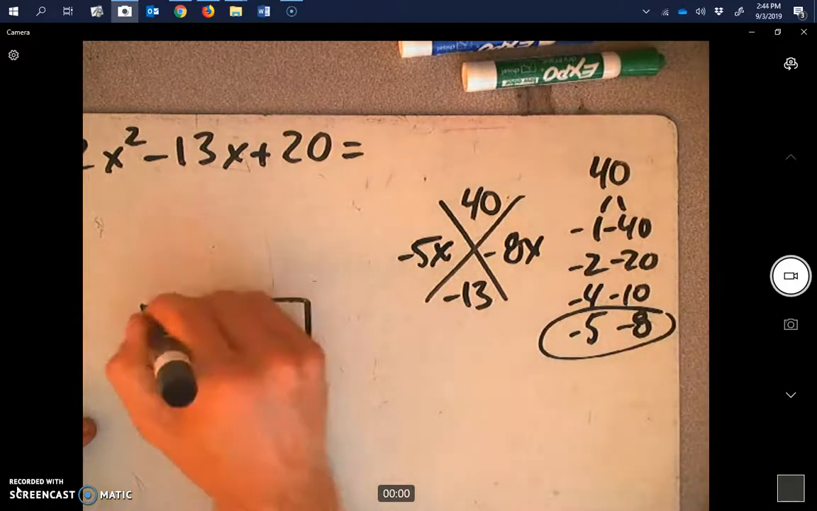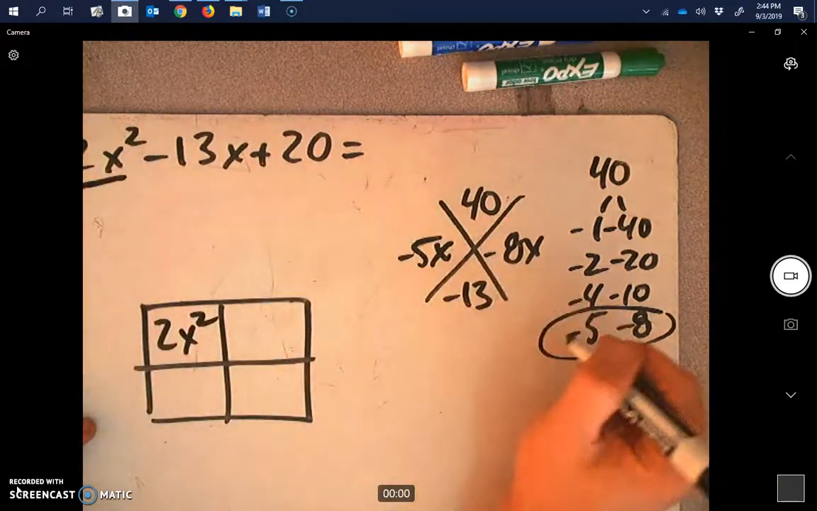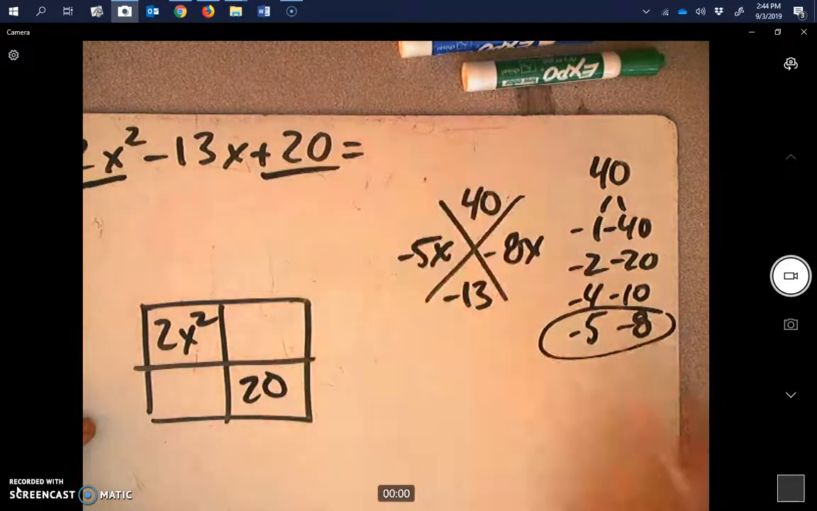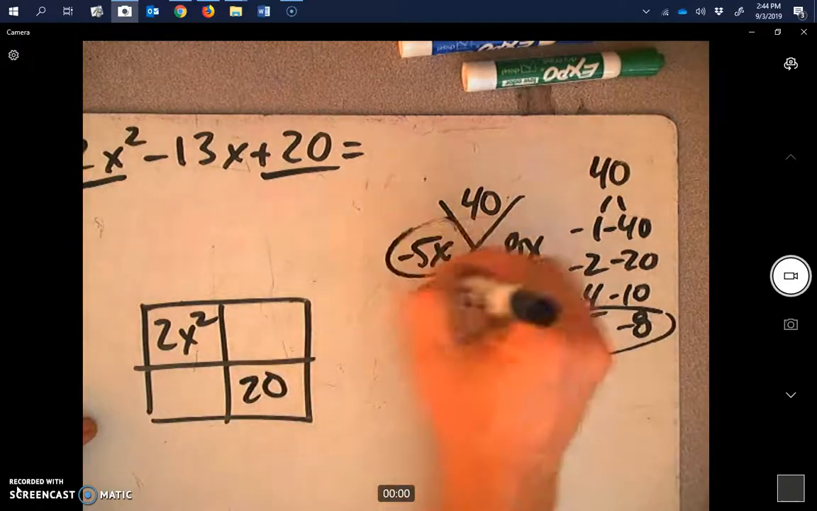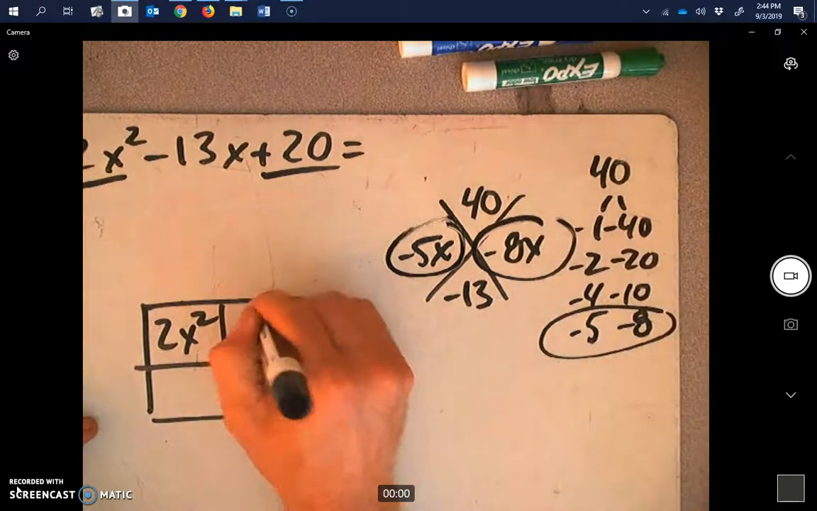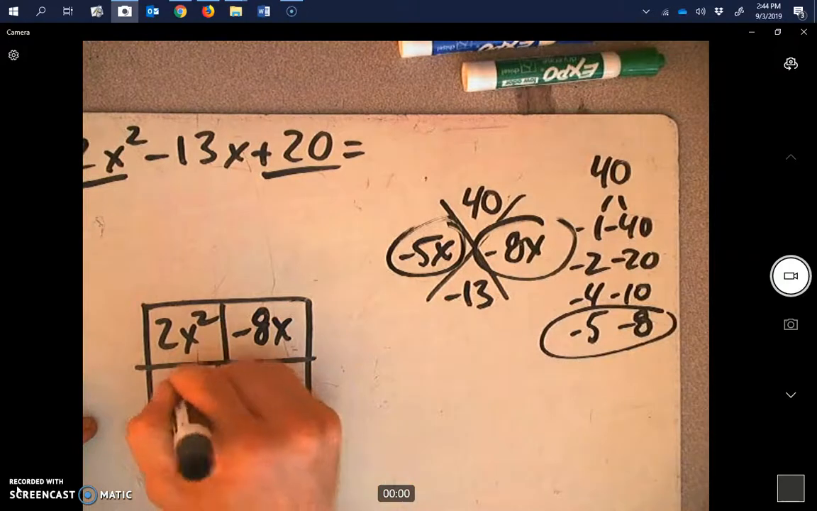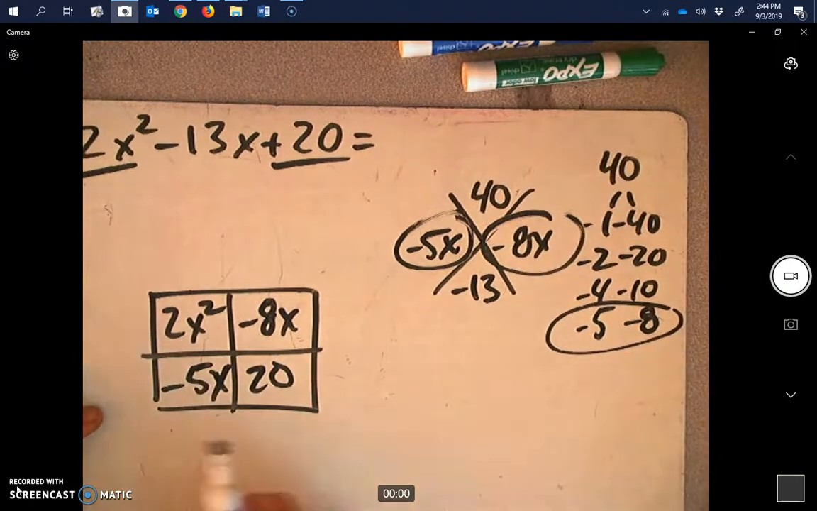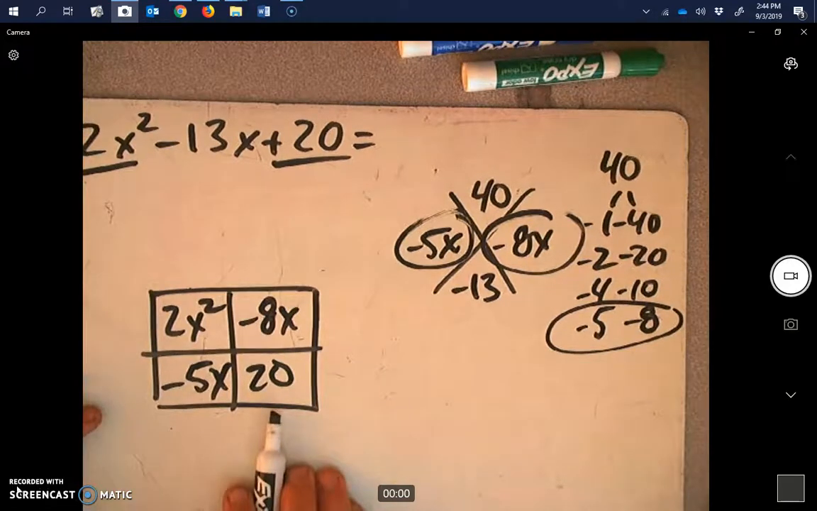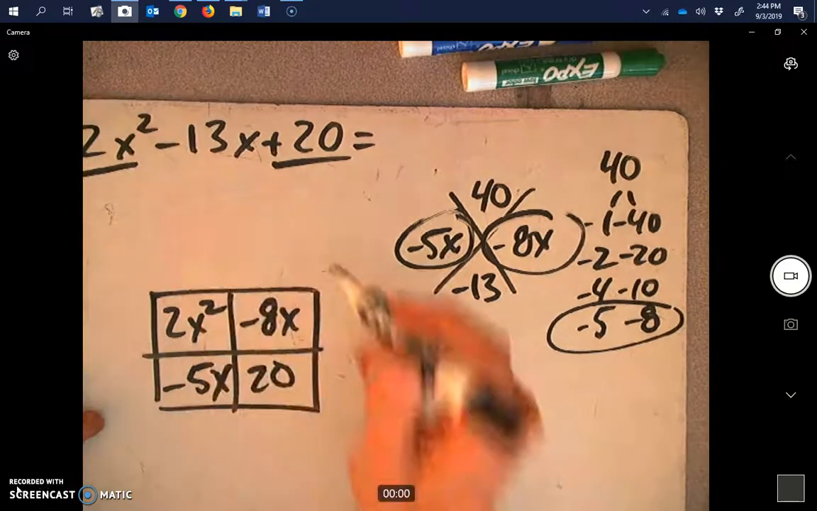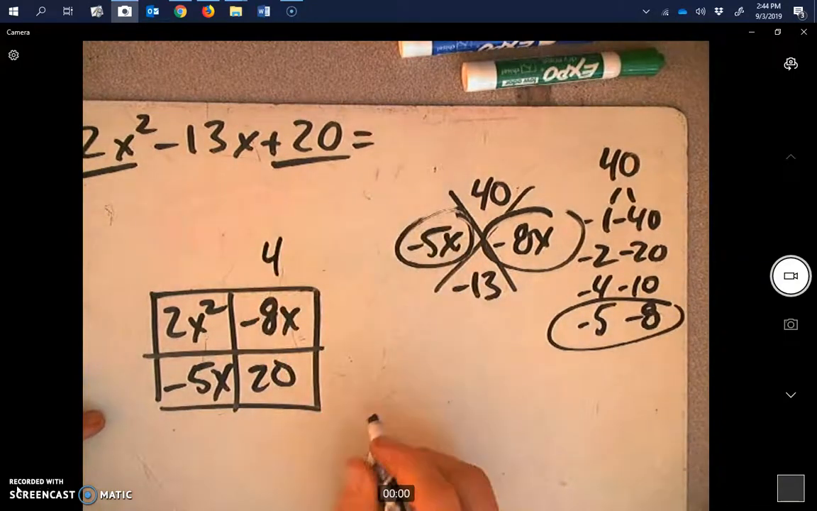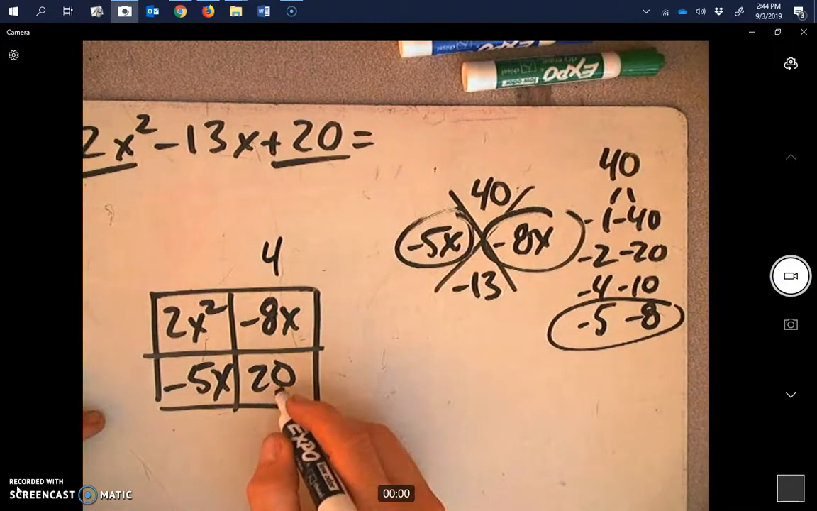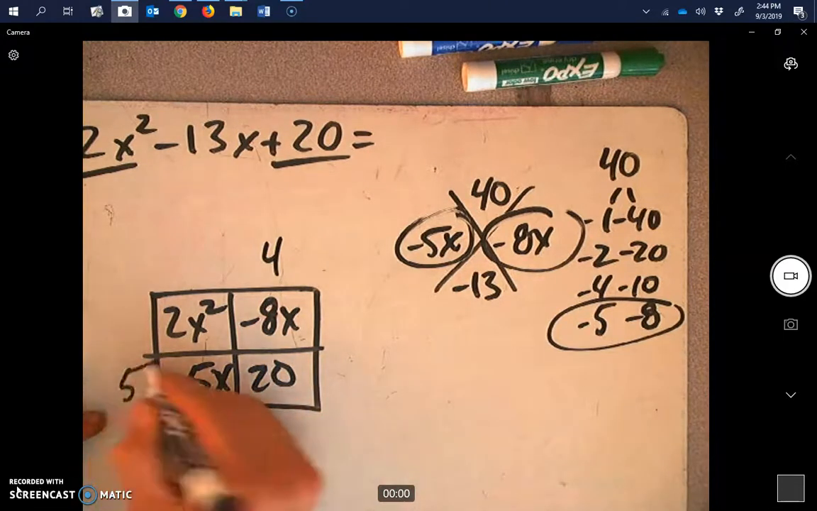All right, reverse box method. Let's see, this term is 2x squared. This term is 20. These two terms come from here and here in any order. Negative 8x and negative 5x. Go up if you want. You could go here if you want. Let's start here, actually. We can pull out a 4, looks like. 4 times what is 20? That's going to be 5.